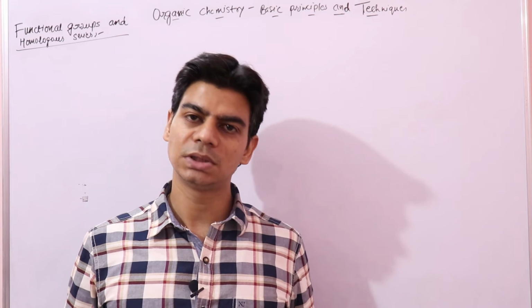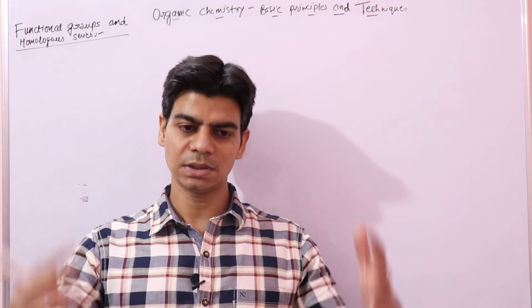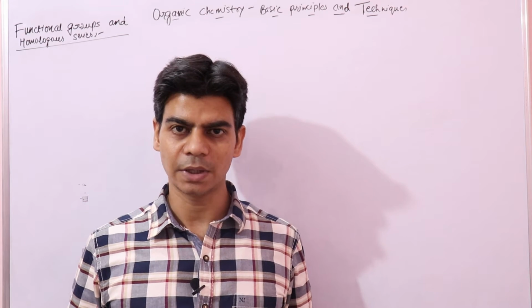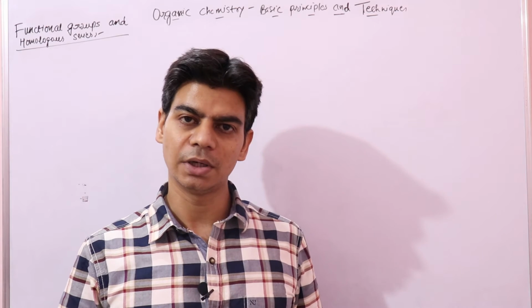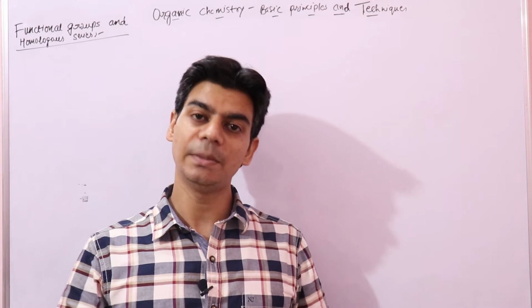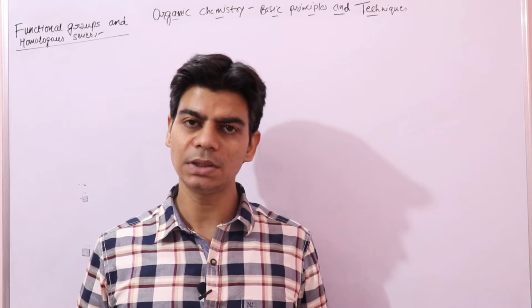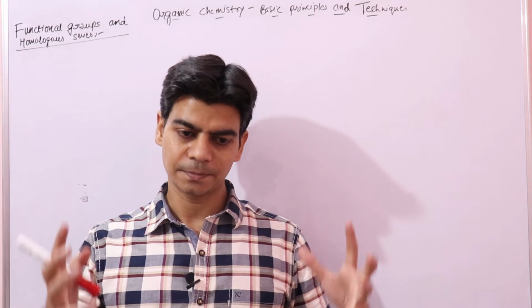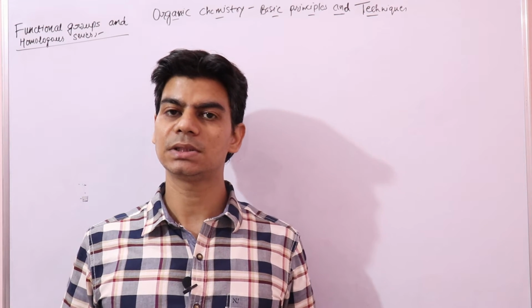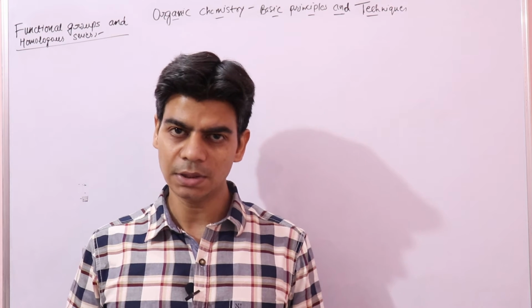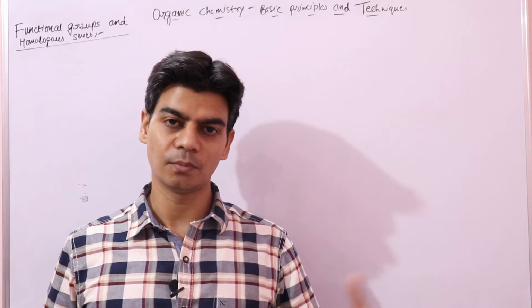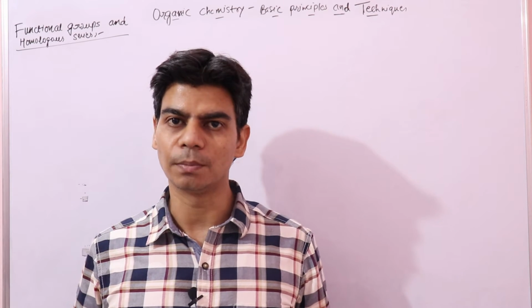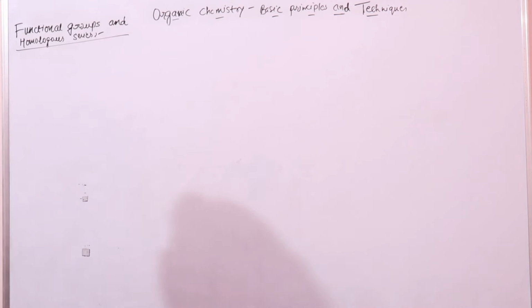And what is a homologous series? A homologous series is a group of organic compounds, a family of organic compounds that have similar chemical properties and the same functional group. The members of a homologous series are known as homologues, and each member differs from another by a CH2 group. I'll just show you that.